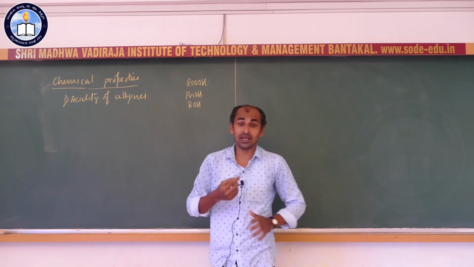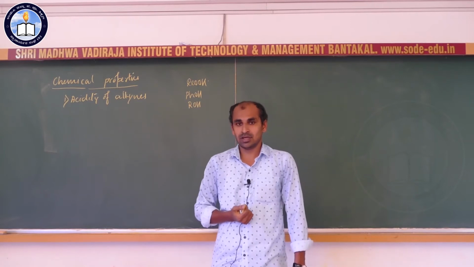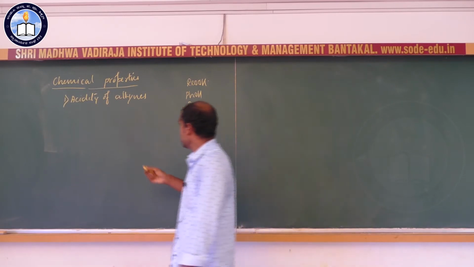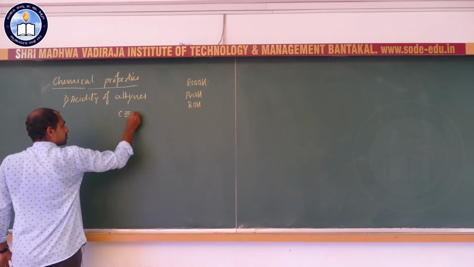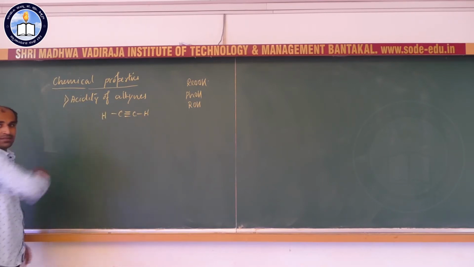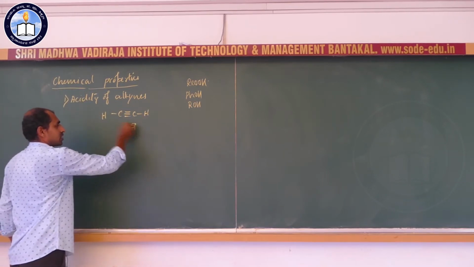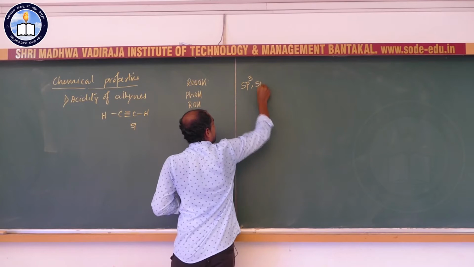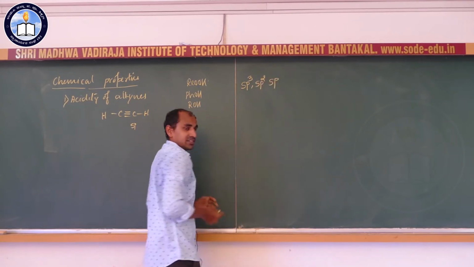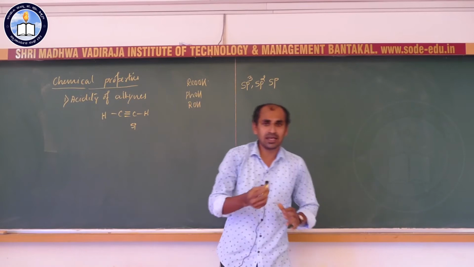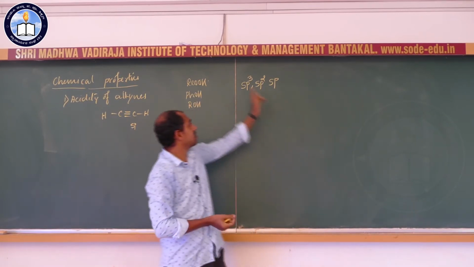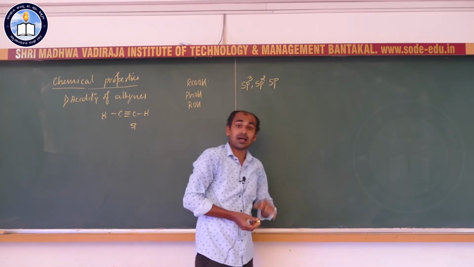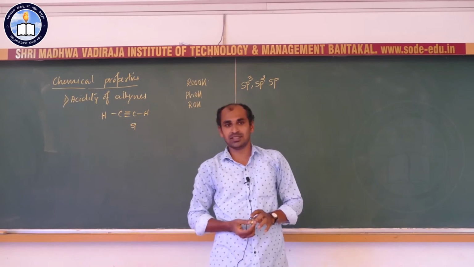What is the reason why alkynes are acidic in nature? It is because of their sp hybridization. You see, alkynes involve sp hybridization. What is the difference between sp3, sp2 and sp hybridization? You see, alkanes involve sp3 hybridization, alkenes involve sp2 hybridization, alkynes involve sp hybridization.